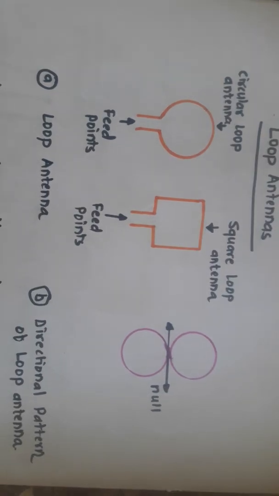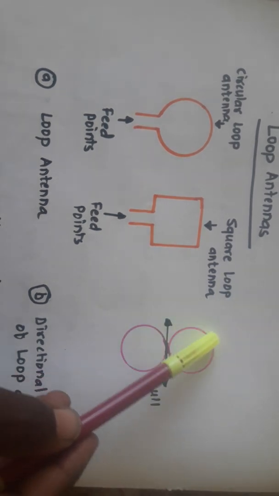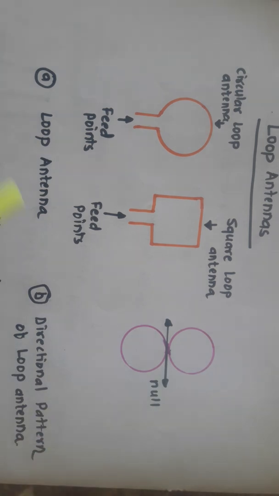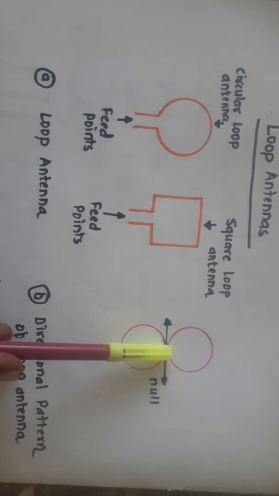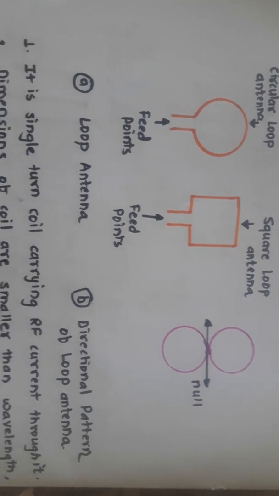So here you are observing the directional pattern of the loop antenna. It is a doughnut structure, right? The null point is observed exactly at the center of this particular axis.